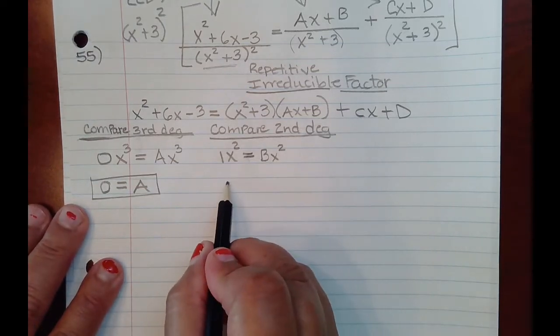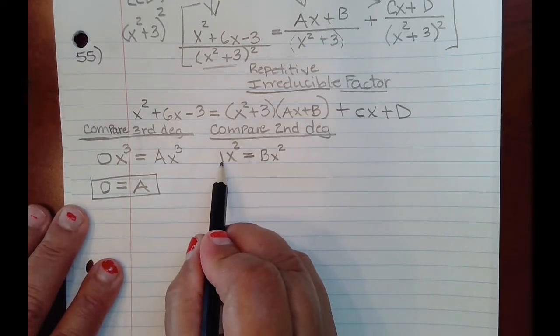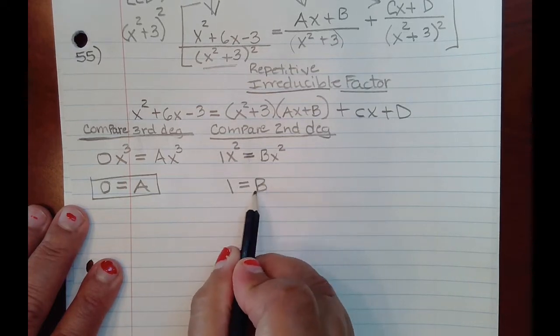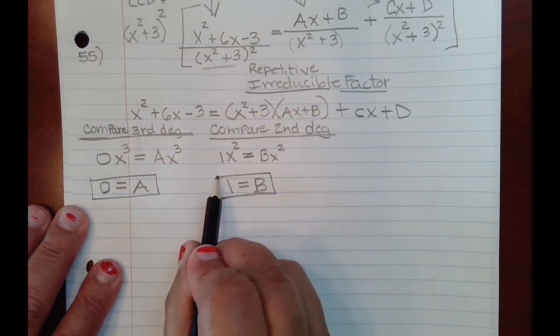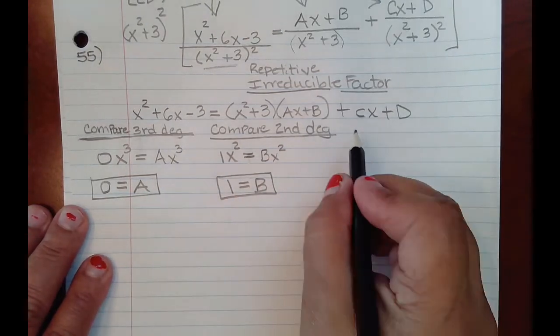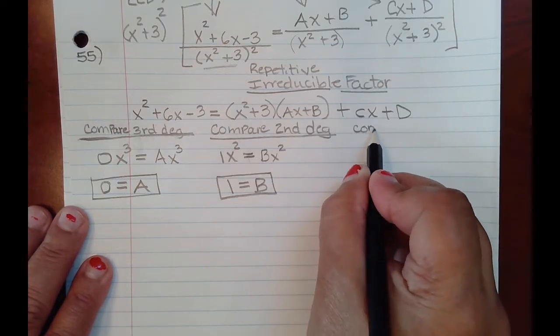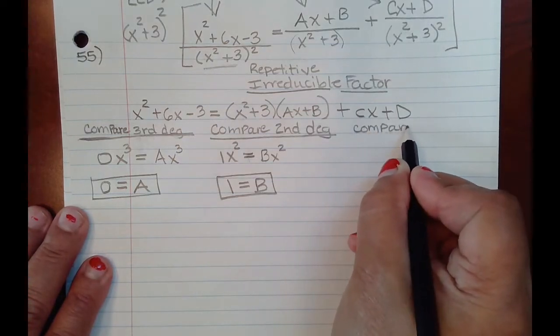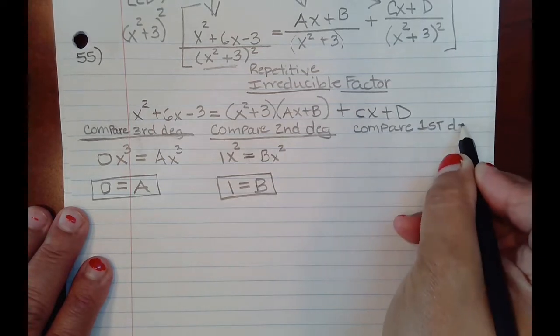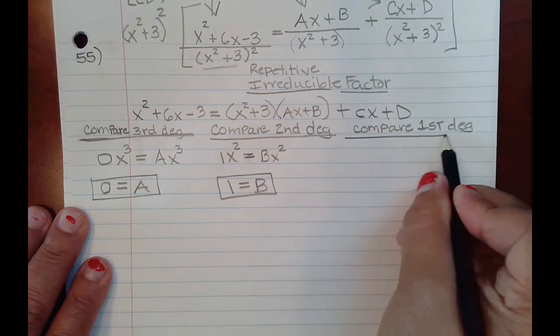Now just take off the coefficients. These are all our second degree terms. Work just with the coefficients, and right away you know b. So we know a, we know b. Now we have to go after c. Let's see if we can compare the first degree terms. See where those come from.